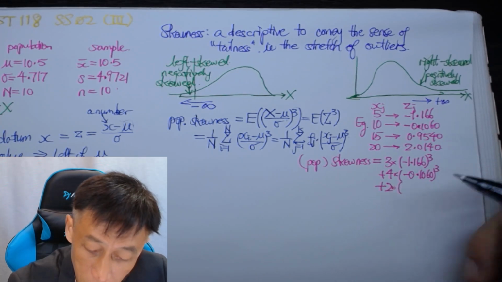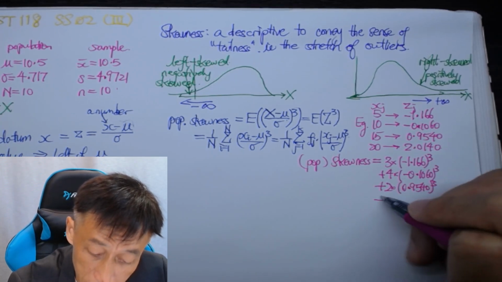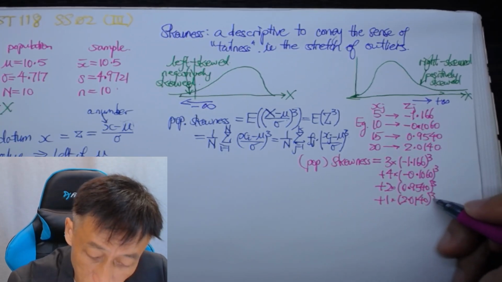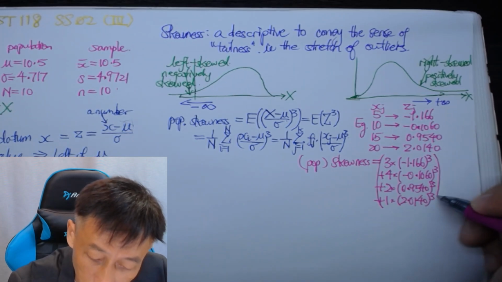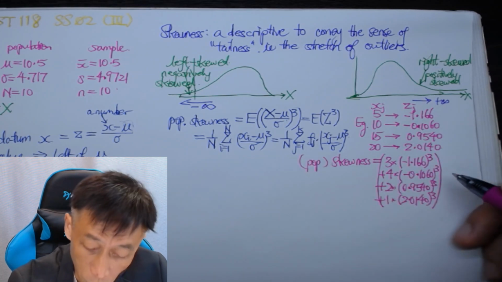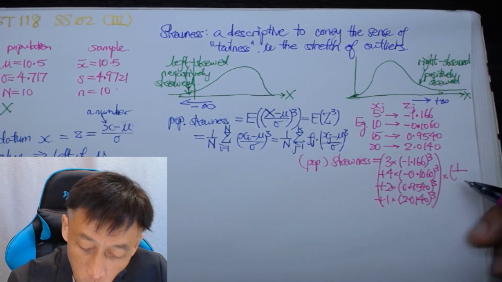2 times 0.9540 raised to the power of 3 plus 1 times 2.0140 raised to the power of 3. So the whole thing, right, is to be multiplied by 1 over n. So multiplied by adding up 3 plus 4 plus 2 plus 1, we get 10.